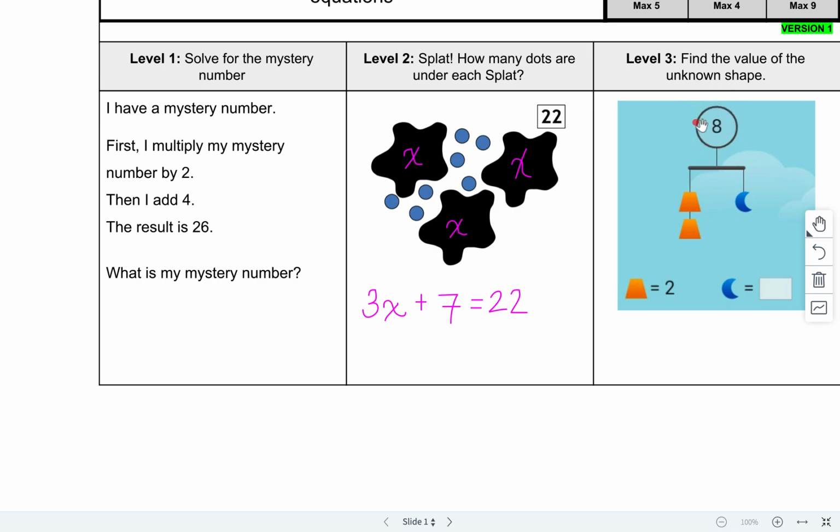At the very top, it says that the whole system, whatever this hanging weight system is, equals 8. So we can actually start it off a little bit differently. Rather than starting off with the variable, we can just say we know that the whole thing is going to equal 8.